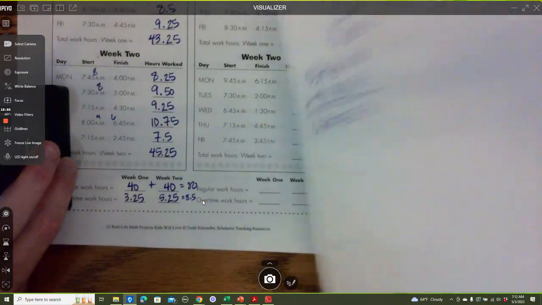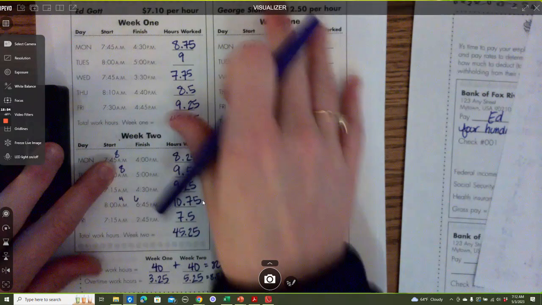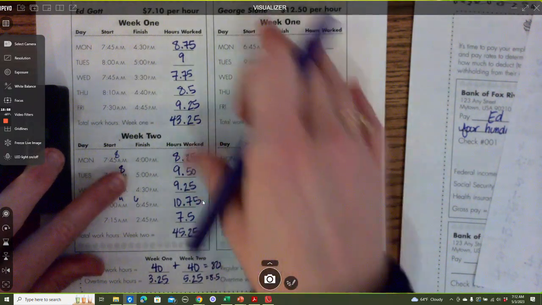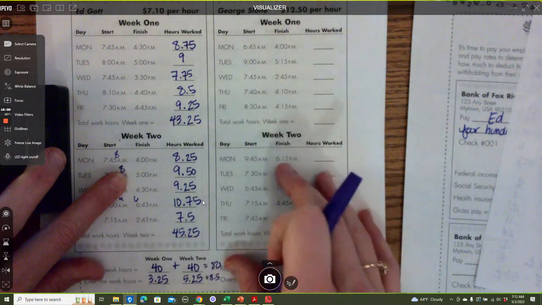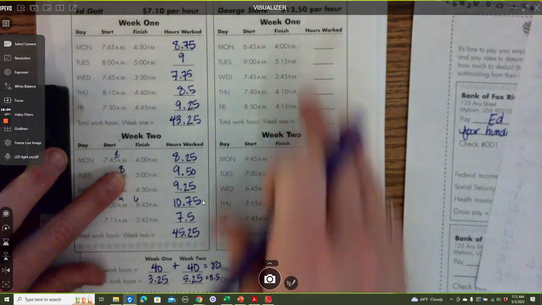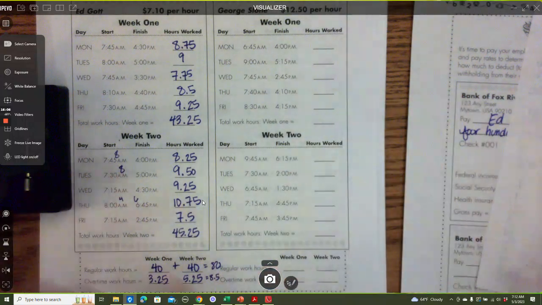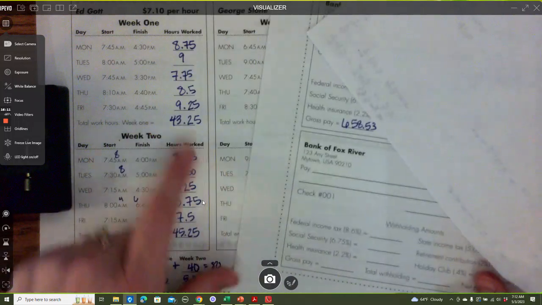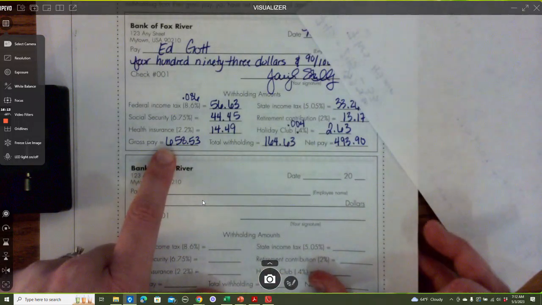So go ahead, start trying to work the next guy, figuring up his time. When I get back, I'll check them for you, check your times. So if you want to just do the times first, that's probably the best idea. Let me check the times before you start doing all these calculations, because if the time is off, all of these are going to be off.